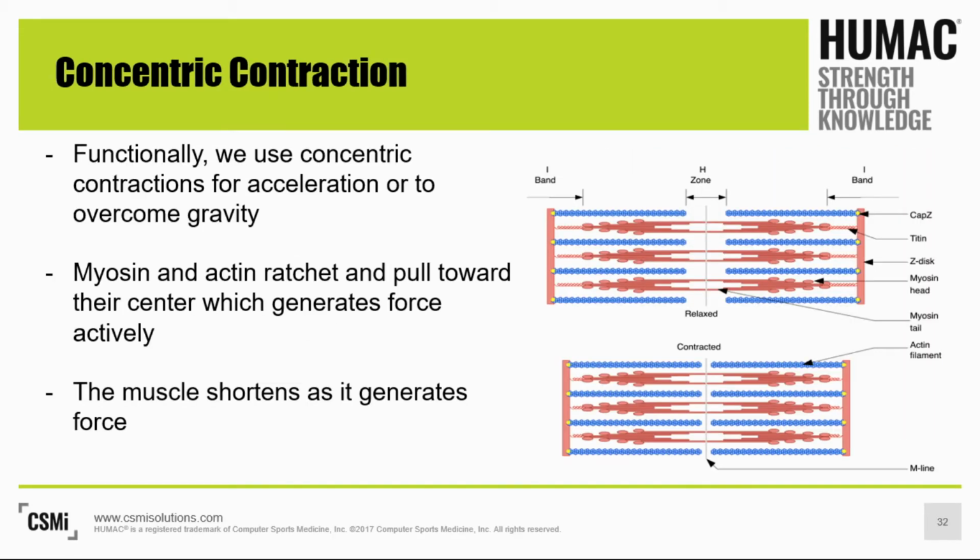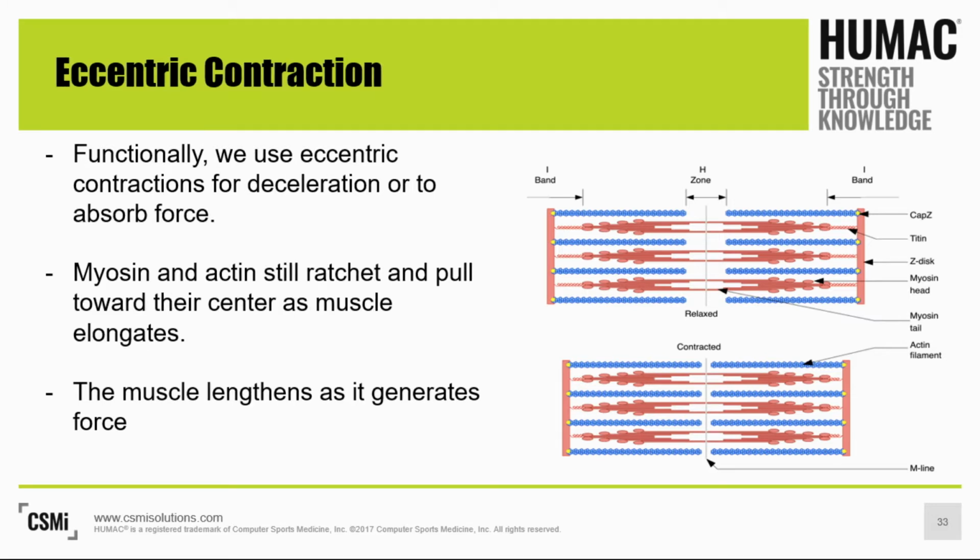On the concentric side, this is used for acceleration activities, such as throwing a ball, or for overcoming gravity, as with jumping. There is movement occurring here, as the myosin and actin ratchet together toward the center and the muscle shortens as it generates force. Eccentric contractions are primarily responsible for deceleration or for absorbing force, just like when you land from a jump. Here, the myosin and actin are still trying to ratchet toward their center, but because the external load is greater than the force created by the muscle, it elongates.